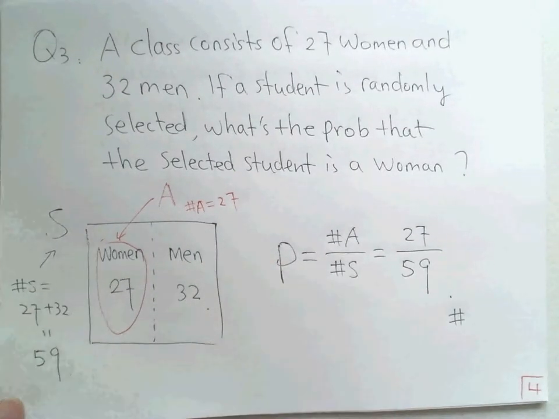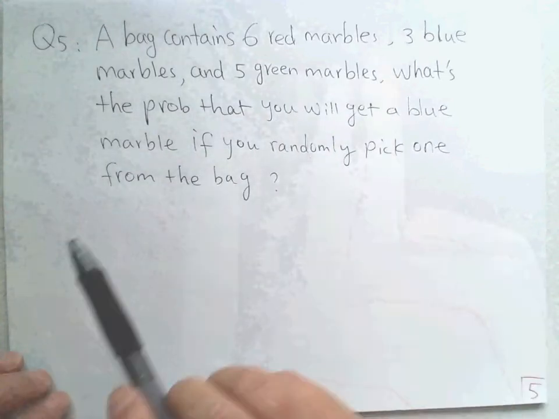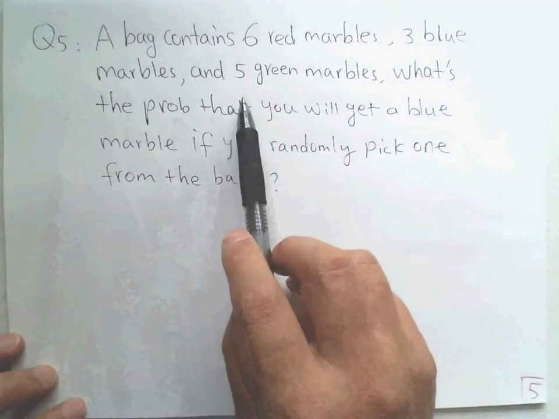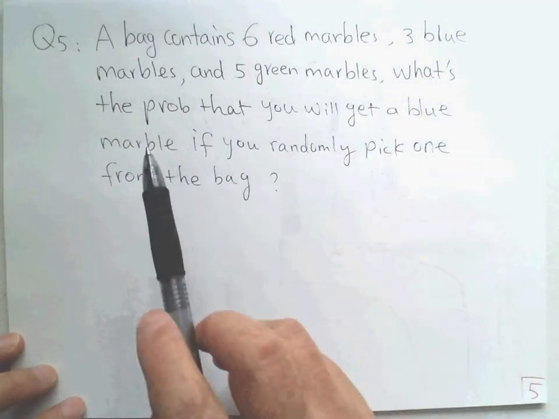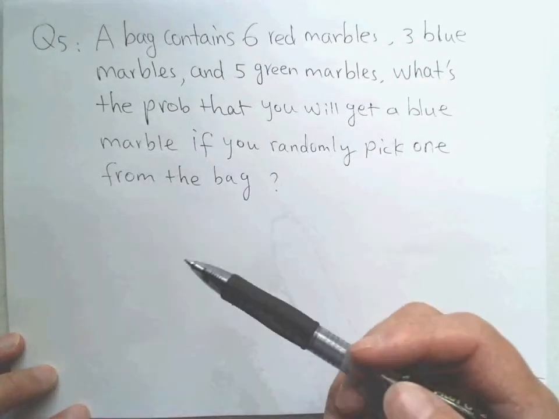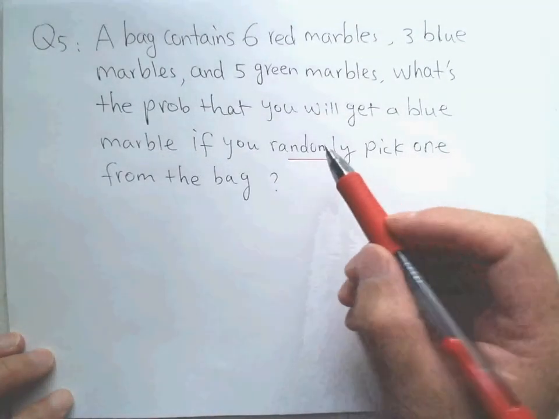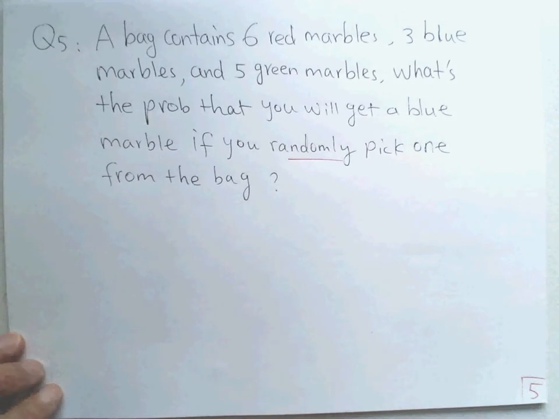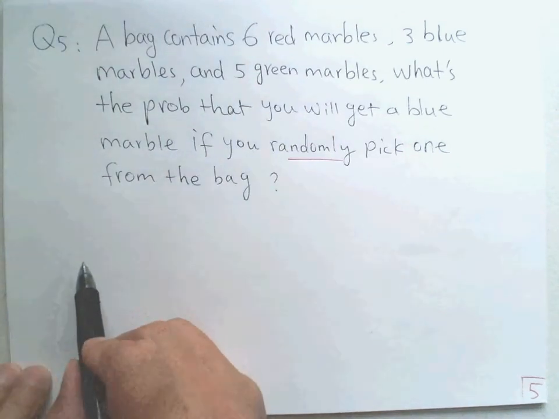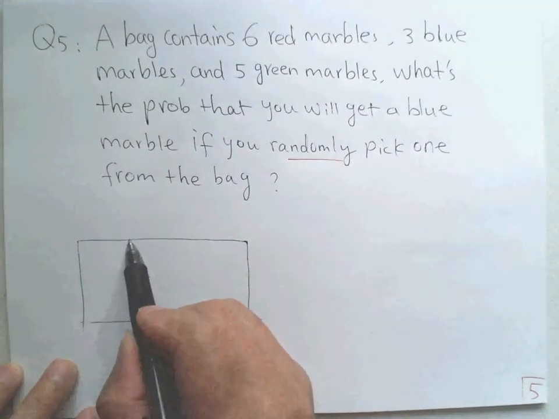And then one more question. If a bag contains 6 red marbles, 3 blue marbles, and 5 green marbles, 3 colors in the bag, right? What is the probability you will get a blue if you randomly pick one from inside? Randomly. You see this word? Randomly means a classic model. Okay, this is a classic.